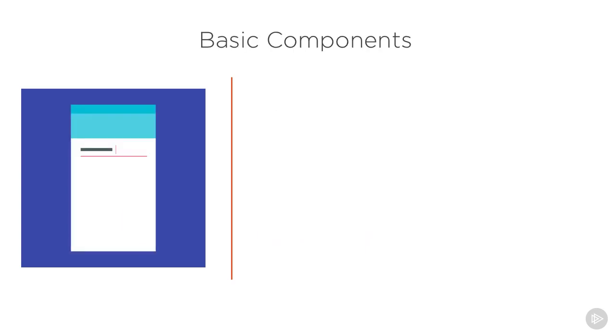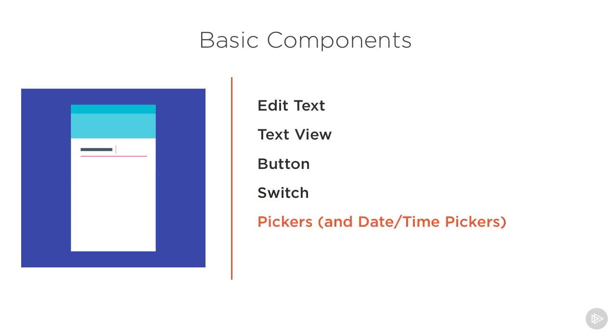We also have access to a large number of basic components. To name a few commonly used control types, we have edit text for user inputs, text views for rendering text and styling it, buttons, switches for handling bool values, pickers for different selectable options, dates, and times, and image views for rendering images within them.